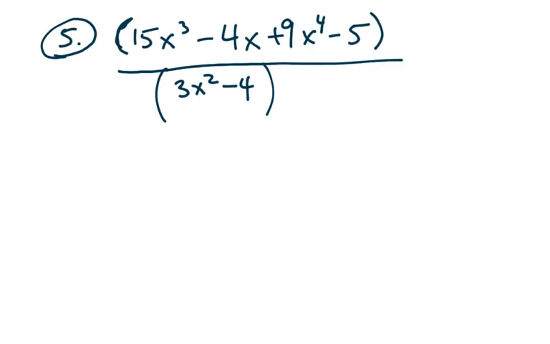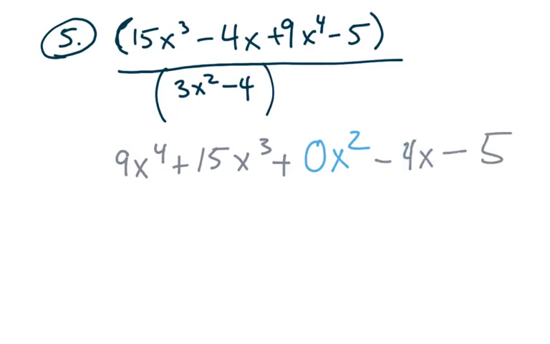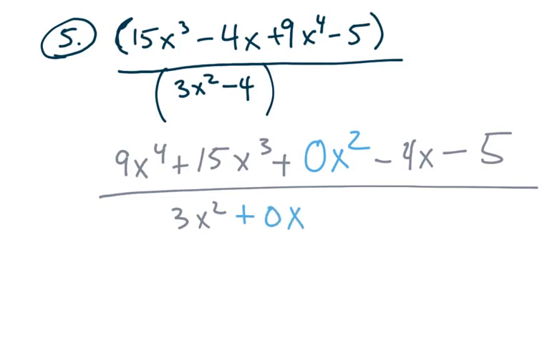Note initially that the issue here is that this is not written in descending order. So we want to write it in descending order. So we should initially start off rewriting this as 9x to the fourth plus 15x cubed. I'm actually going to insert a 0x squared term. And the bottom, I'm going to actually have to do the same. I'm going to have 3x squared plus 0x, right? We want them in descending order, so we have x squared, x, and then the constant, minus 4.